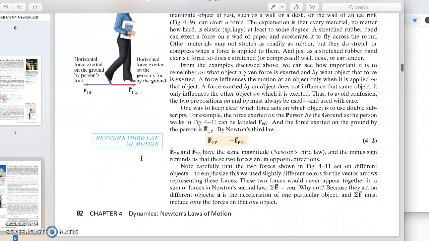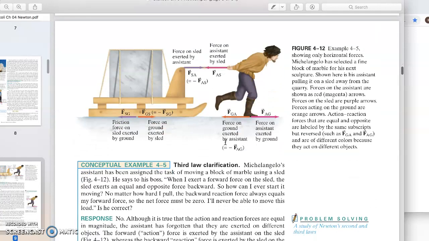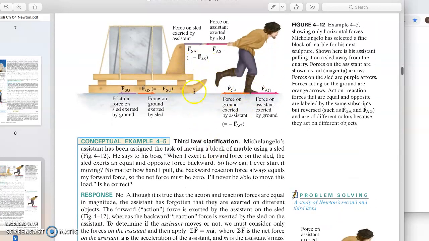Great. So we can say that the force from the ground on the person is equal to the force of the person on the ground, but opposite in direction. Of course, this is in more and more detail. Here he's explaining the same thing with the ground and the person, and here between the person and the sled, and here between the sled and the ground.